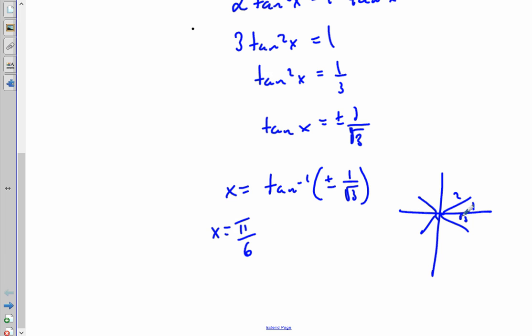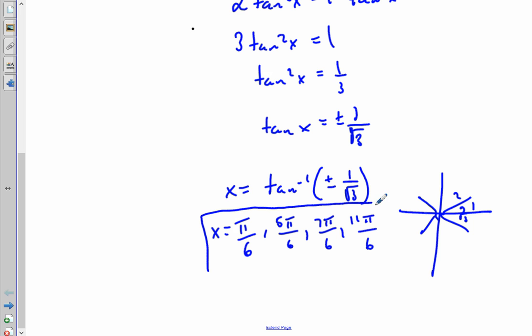Well, that's going to be in the first quadrant, and now we need the one in the second quadrant. And then we need one in the third quadrant, which will be 7 pi over 6. And then we'll need our final one, which is the fourth quadrant, which will be 11 pi over 6. And then from there, those are our answers.